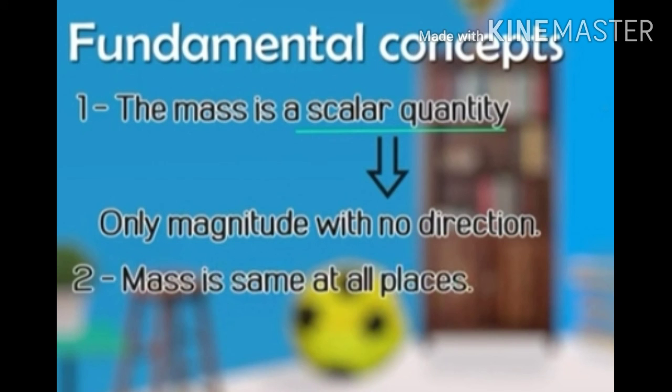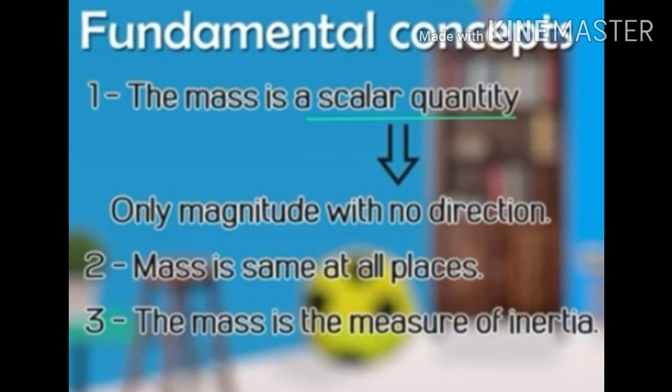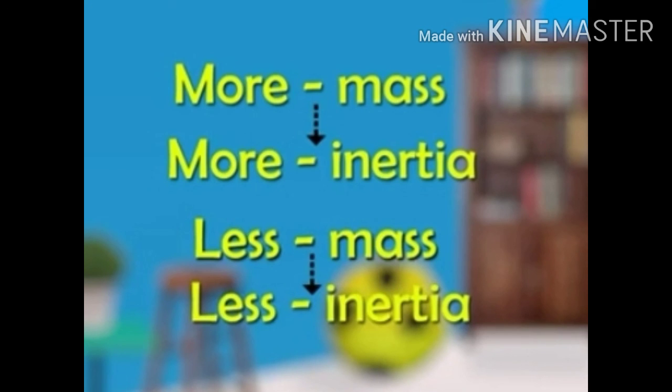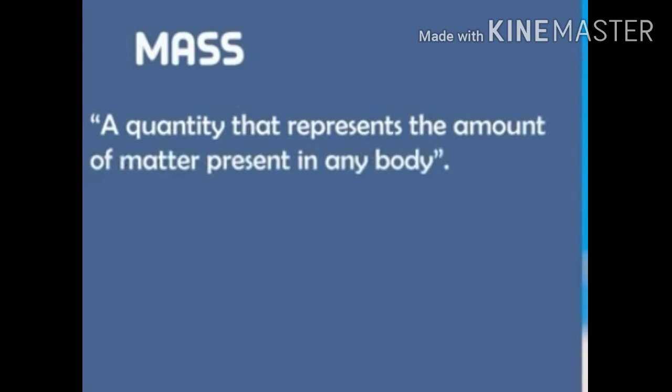Clear? Now another thing, mass is a measure of inertia. Mass always depends upon the measure of inertia. We have studied this before, it depends on inertia. That means if you have less mass, there will be less inertia. More mass, more inertia. Now with this we'll conclude the mass. Mass is a quantity that represents the amount of matter present in any body.